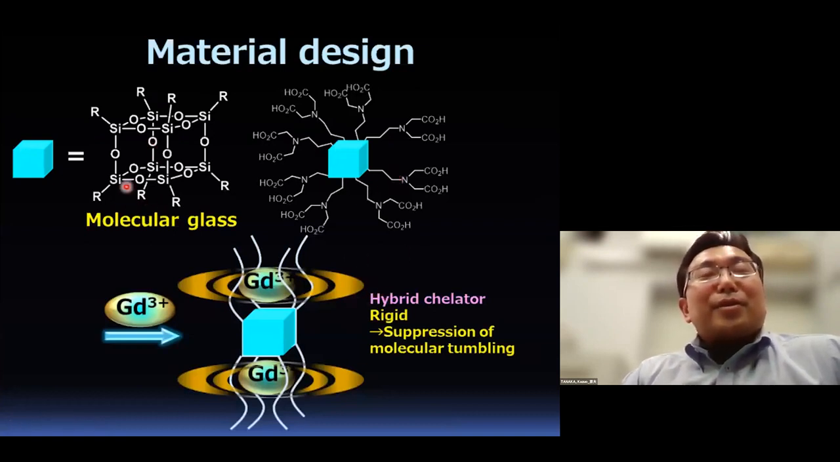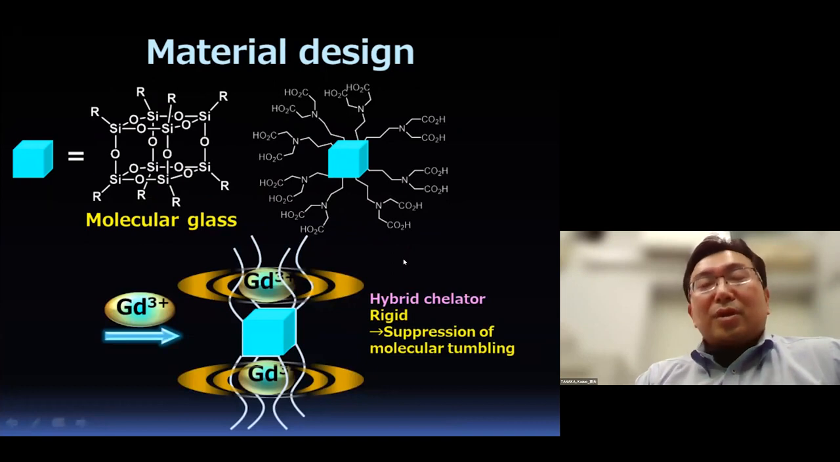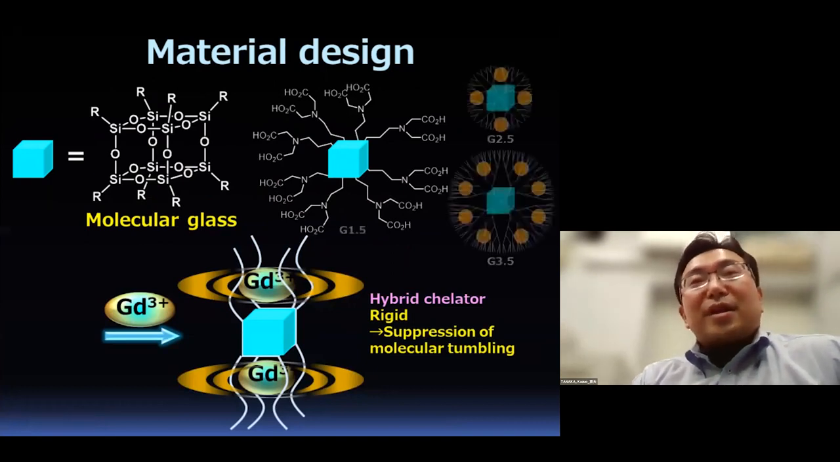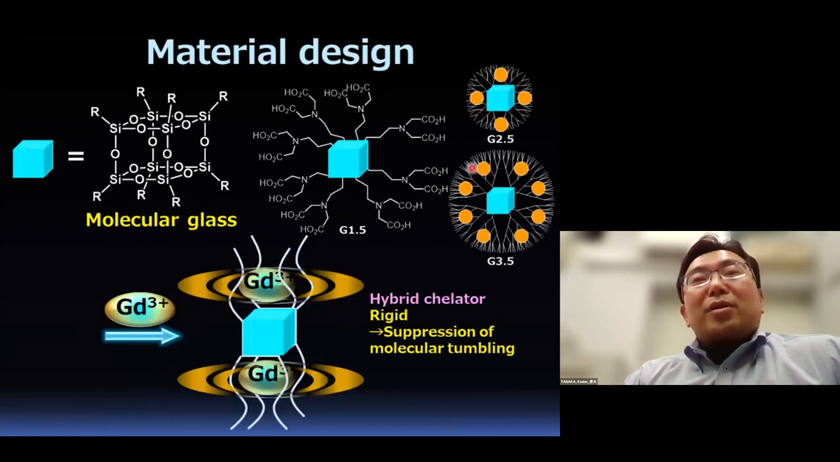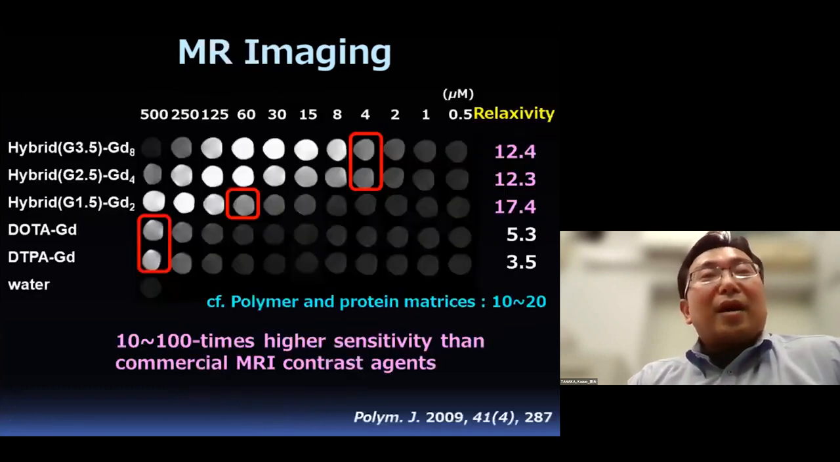And we designed a new rigid chelator with molecular glasses. By introducing the molecular glass into the core of the chelators, we thought the molecular motion should be effectively suppressed. As a result, magnetic interaction should be induced. Based on this idea, we synthesized 3 types of complexes with various sizes and investigated the MRI imaging ability.